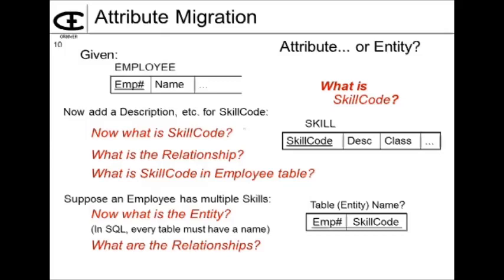What are the relationships now between employee, skill code, and this new table? Well, employee is a foreign key up to employee in that table, and skill code is also a foreign key. Okay?